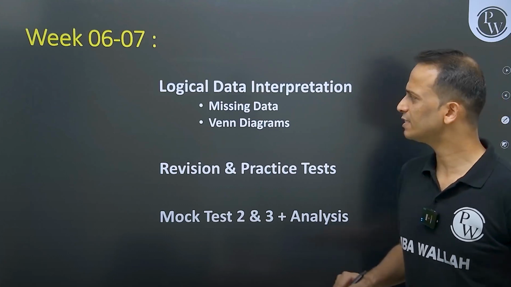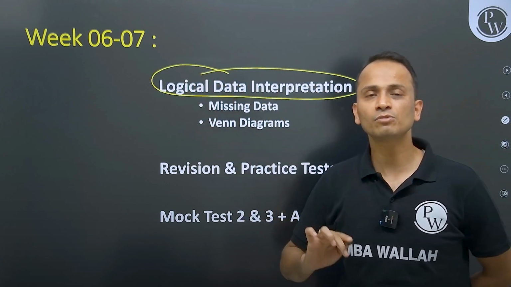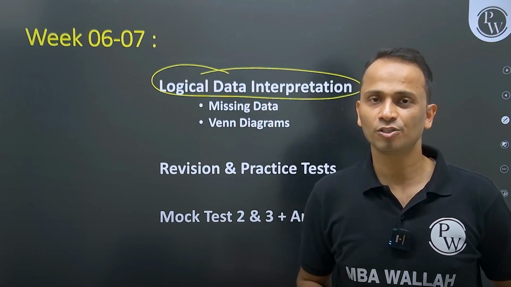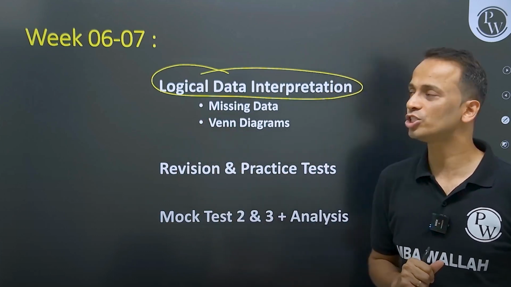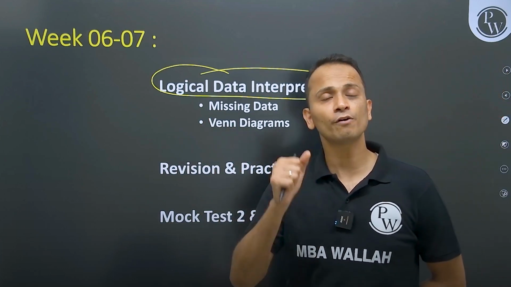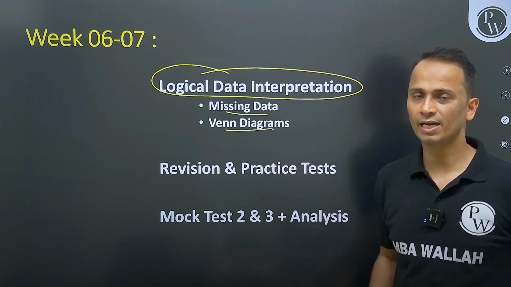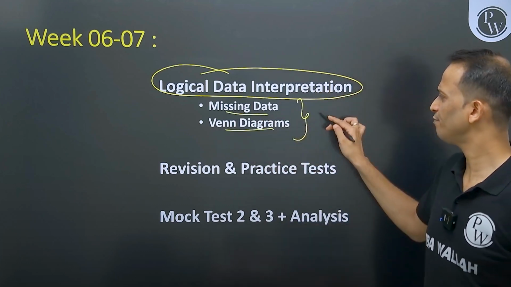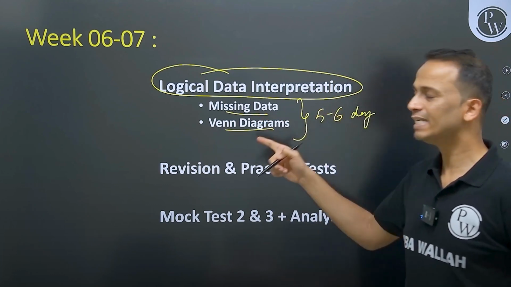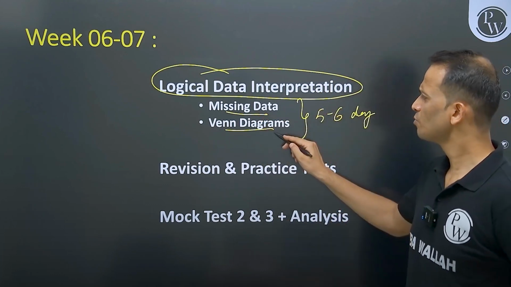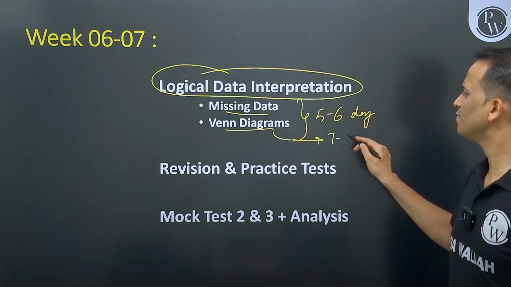Now week 6 and week 7, these two areas were left, which come under logical data interpretation. So it's not only logical reasoning, it's not only data interpretation, but logical data interpretation, which has a lot of logic as well as a lot of numbers. So missing data and Venn diagrams. You can spend, I would say, 5 to 6 days on this at least. Missing data and Venn diagrams, 5 to 6 days. Venn diagrams might take a little longer, so instead of 5-6 days, you can give yourself 7 to 8 days.